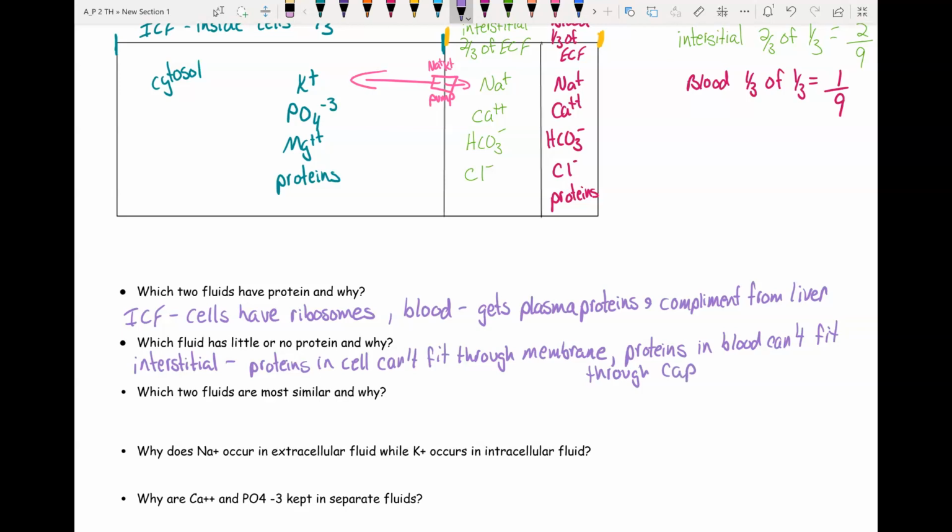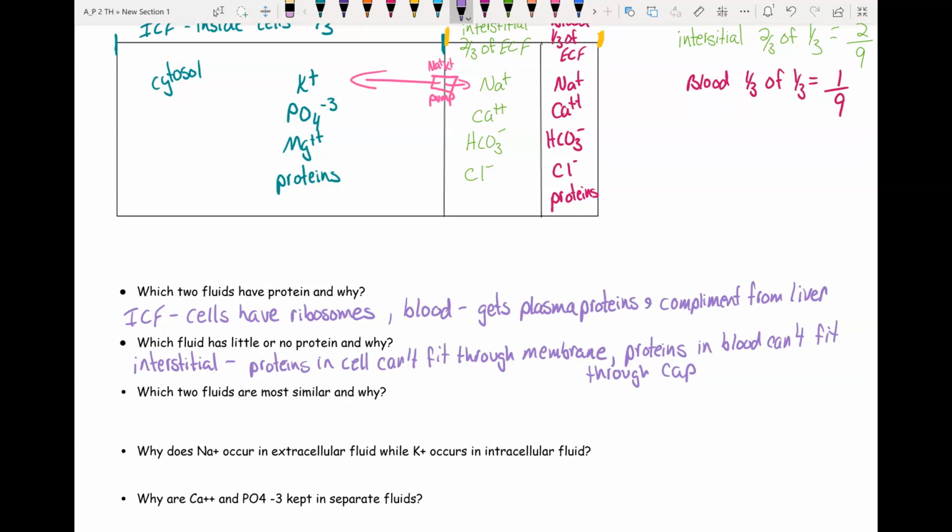So your blood is gaining and losing things based on what you eat and drink, and your kidneys filtering your blood. Your cells are making things, breaking down molecules, making molecules, so they've got stuff going on in there. The interstitial fluid is just kind of this middleman between your cells and your blood, and it doesn't really have much control over what's happening to it. It's just getting whatever your cells and blood decide to give it, and it's losing whatever your cells and blood decide to take from it.